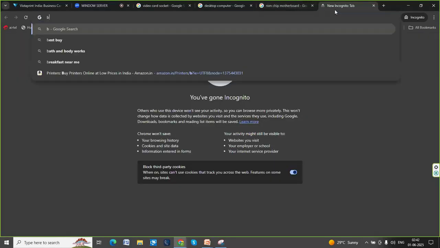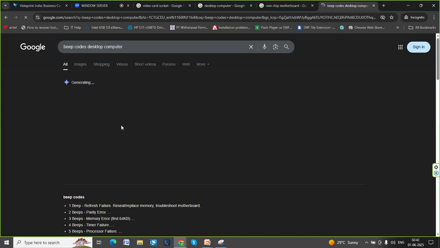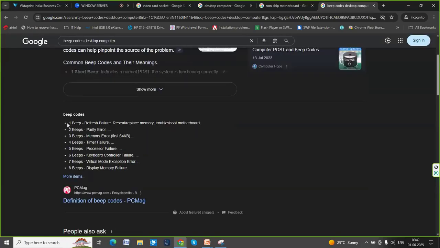Okay. Beep codes desktop. I am giving the search word. Desktop computer. See here. One beep. Memory is not working. Reset or replace memory.